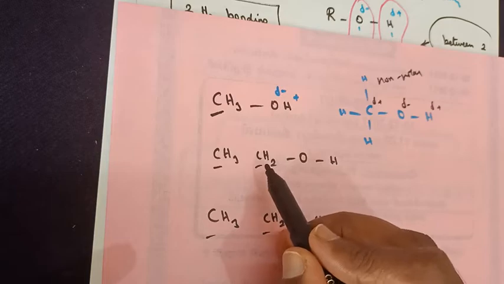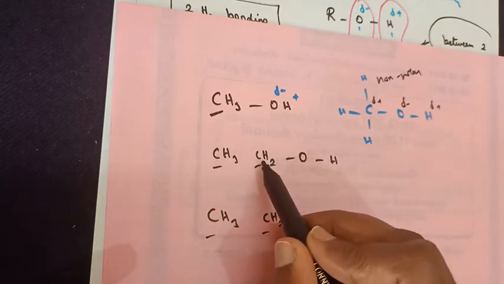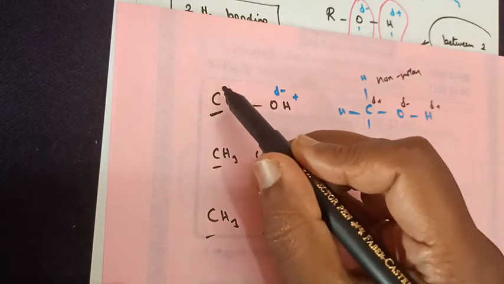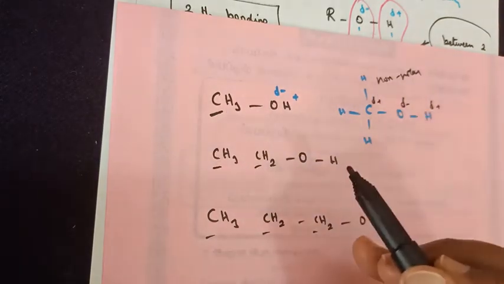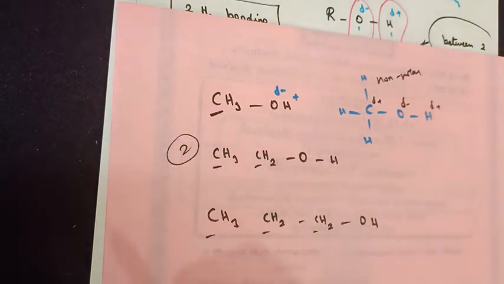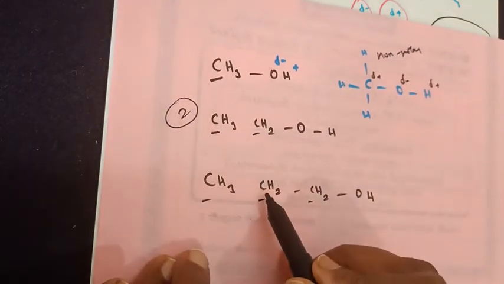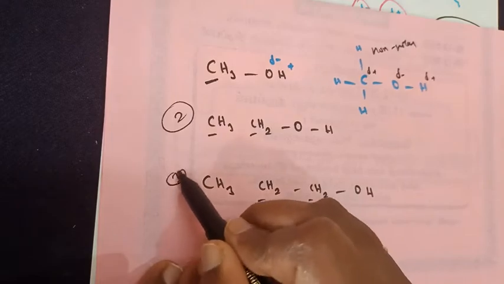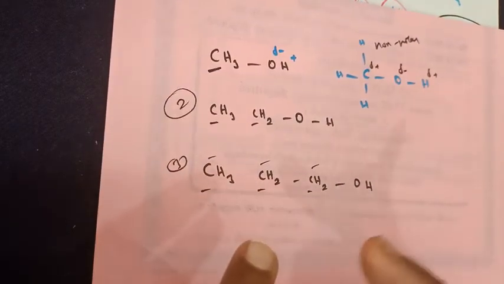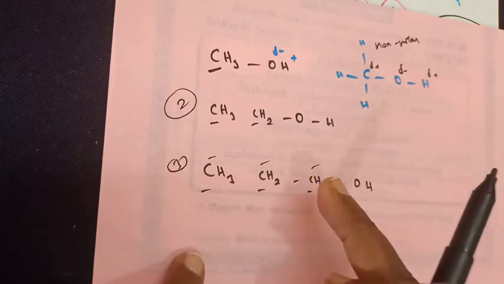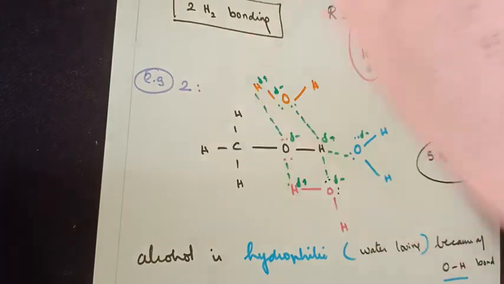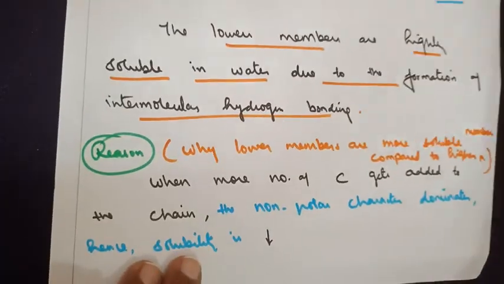When you refer to ethanol, how many carbons are there? 2 carbons are there. So compared to methanol, which has only one carbon atom with a non-polar character, ethanol has 2 carbon atoms with a non-polar character. When you refer to propanol, 3 carbon atoms with a non-polar character. So greater the non-polar character in the given compound, lesser will be the solubility. And that's the point given to you.